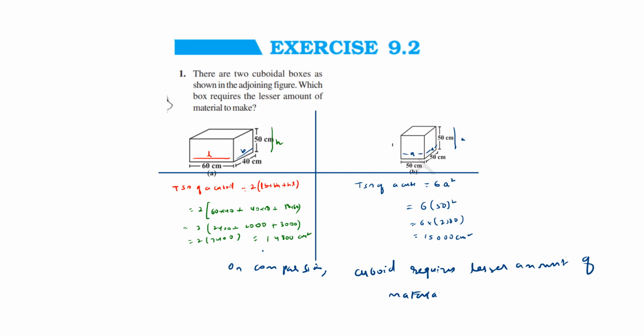Hope you are following this. Sir, but this is cuboid, this is cuboid, sir. Cuboidal. No problem. Okay. We can say a cube is also cuboidal. We can look at the shape and cuboid. Okay, this is about question number 1.